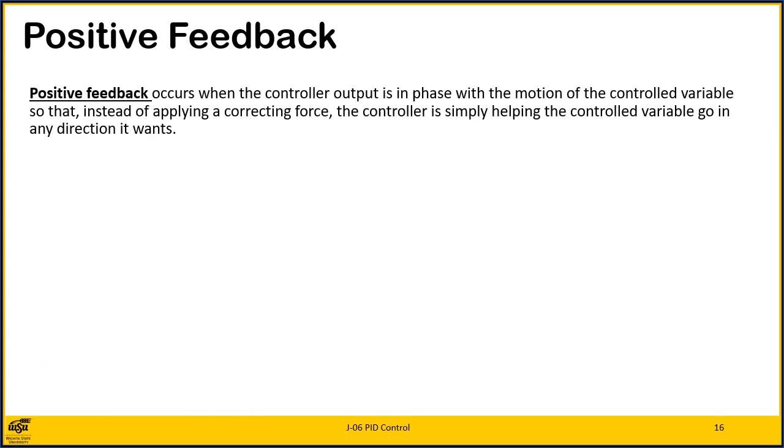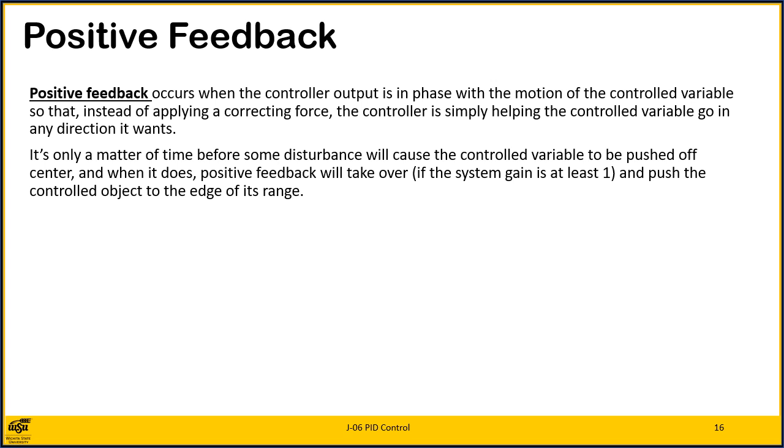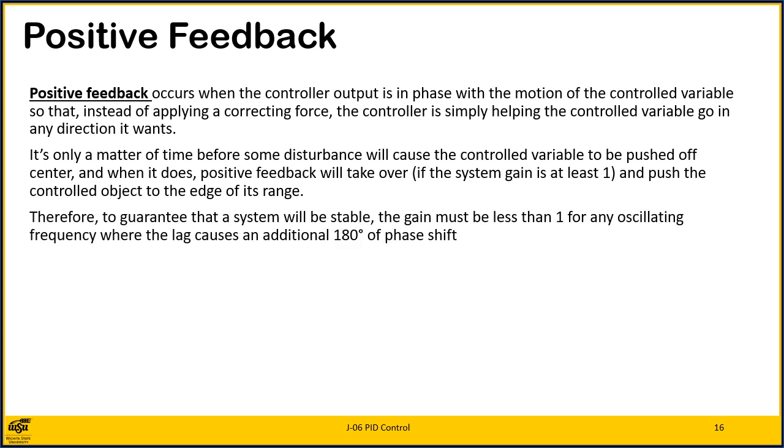Positive feedback occurs when the controller output is in phase with the motion of the control variable, so that instead of applying a correcting force, the controller is simply helping the control variable go in any direction it wants. It's only a matter of time before some disturbance will cause the control variable to be pushed off center, and when it does, positive feedback will take over if the system gain is at least 1 and push the controlled object to the edge of its range. Therefore, to guarantee that a system will be stable, the gain must be less than 1 for any oscillating frequency where the lag causes an additional 180 degrees of phase shift.